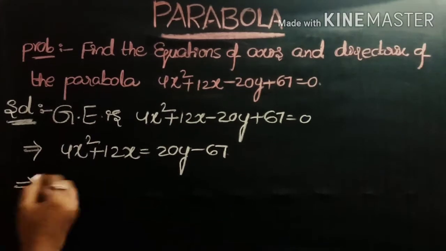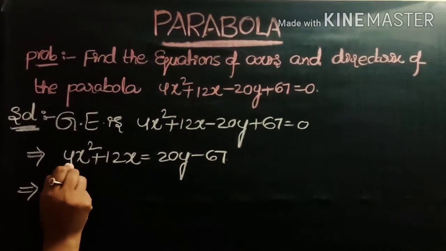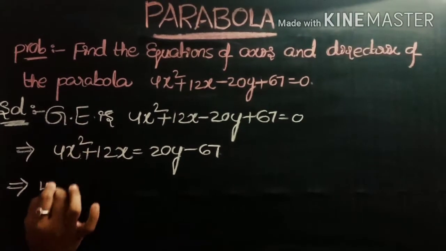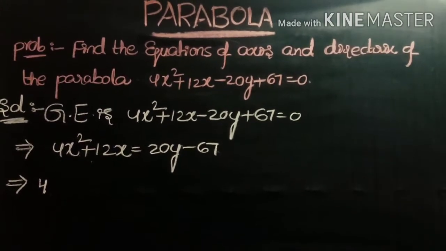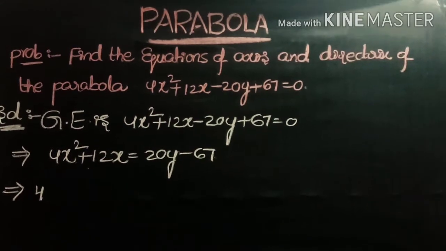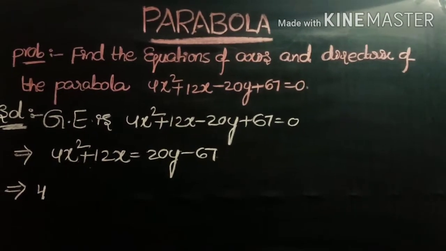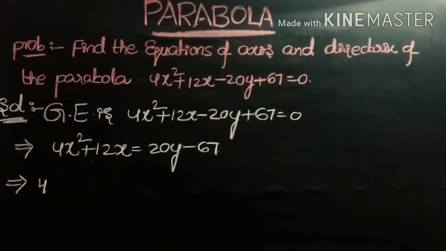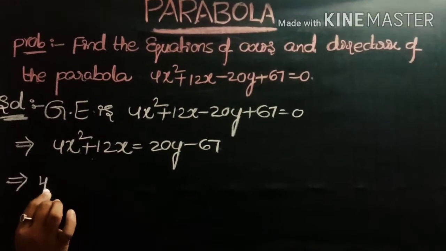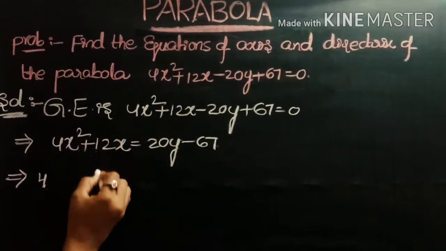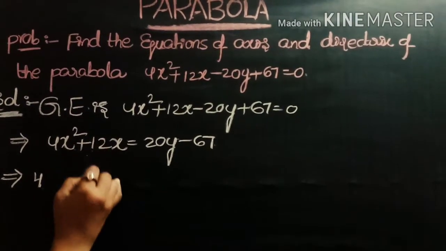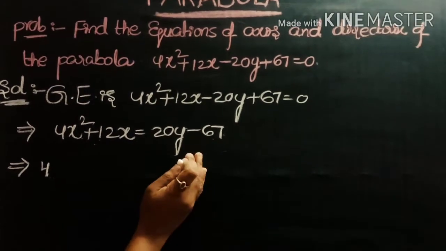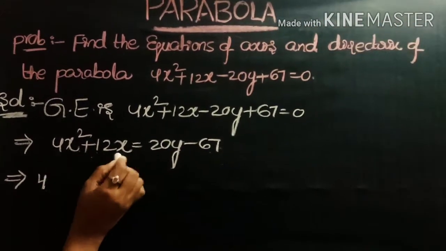In the next step we take the x square coefficient common here. That is the procedure. First we take the x square coefficient common and we want to form one term which is in the form of x minus h whole square or y minus k whole square. After that we take the y coefficient common from the right hand side. So first we take the x square coefficient common from this side. After that we want to convert this term into the form of either x minus h whole square or y minus k whole square. After that we take the y coefficient common from this part.